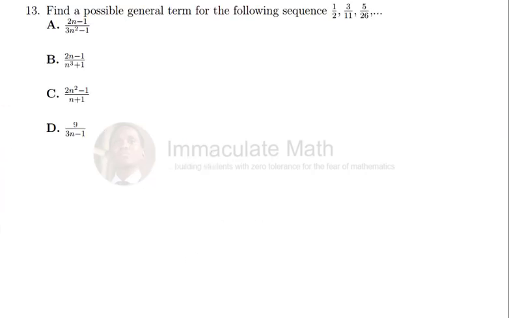In this question, they said find the possible general term for the following sequence. So we have 1 over 2, comma, 3 over 11, comma, 5 over 26. All right, for the numerators, if you look at it, the first term is 1. You can see that it follows a particular difference. There's a common difference between 1, 3 and 5. The common difference here is just 2. Between 1 and 3, 3 minus 1 is 2, 5 minus 3 is 2. So there's a constant difference.